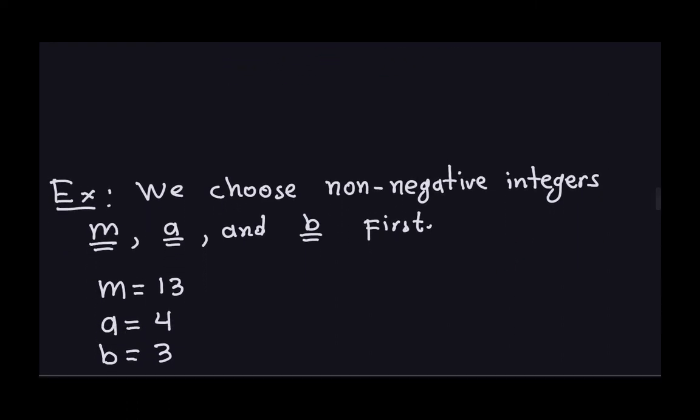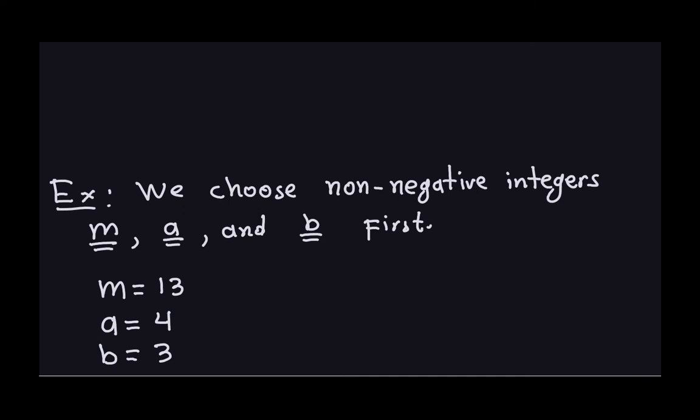So we have to choose some non-negative integers, m, a, and b first. We could choose, for example, m to be 13. The choice for a and b, remember, a has to be a positive number and it has to be less than m. So in this case, that happens. 4 is less than 13. And b could be 0 or positive, and it also has to be less than the modulus, this number 13 here. So we made these choices.